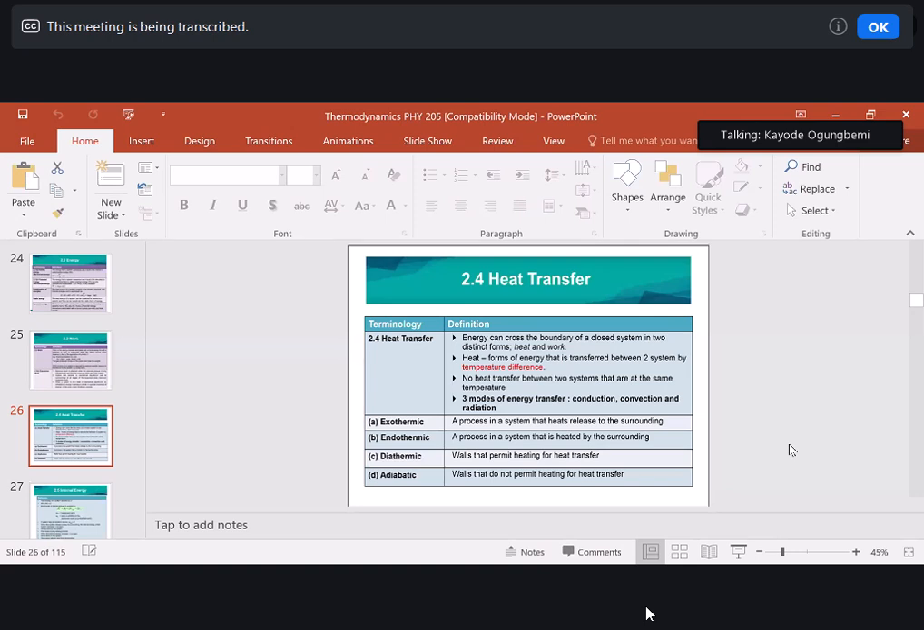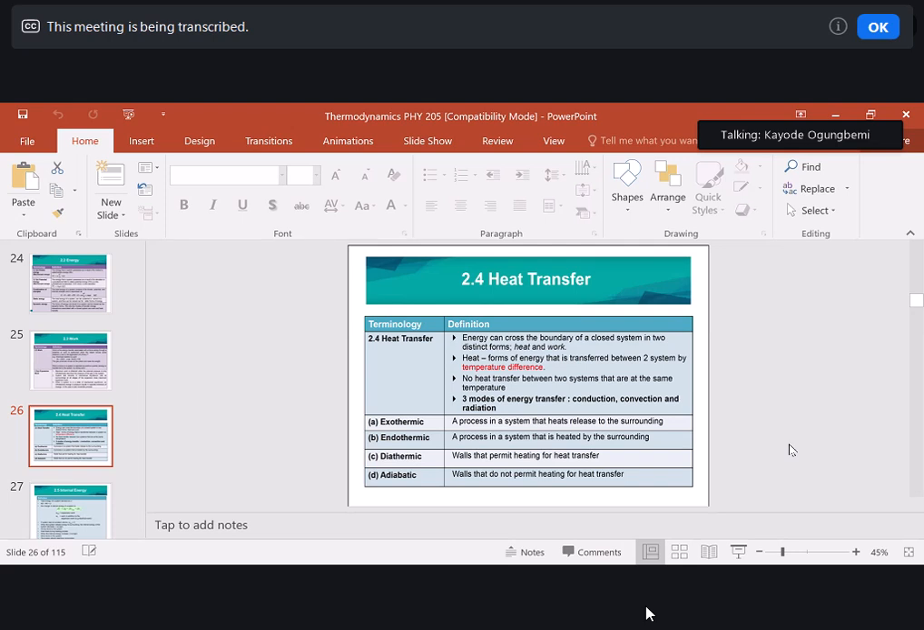Now, when you talk about heat transfer, energy can cross the boundary of a closed system in two distinct forms, which are through the process of what we call heat energy or work done. Heat energy is as a result of difference in temperature between two points of interest. So no heat transfer between two systems that are at the same temperature.